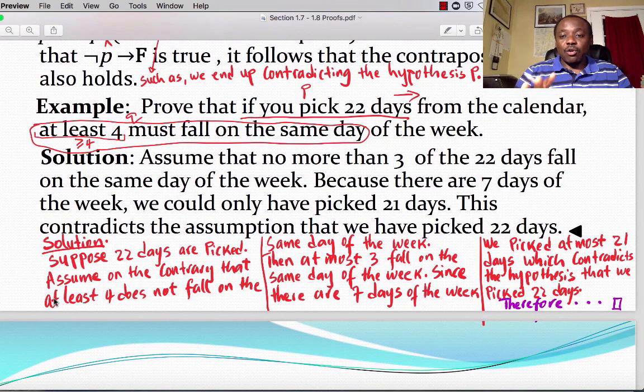Once you arrive at a contradiction, this is how you conclude. You have to write that out. This contradiction arises from the assumption that at least 4 does not fall on the same day of the week. Therefore, we would conclude that at least 4 would fall on the same day of the week.